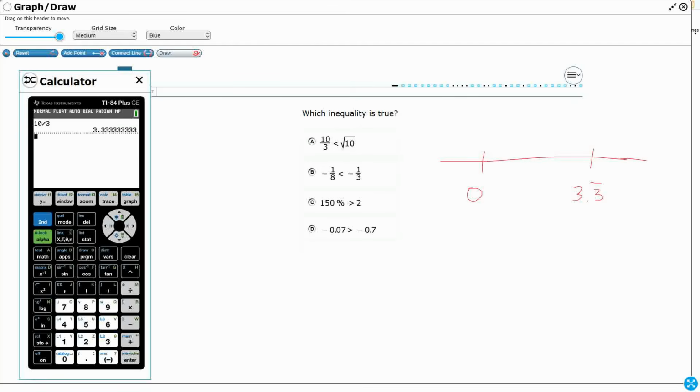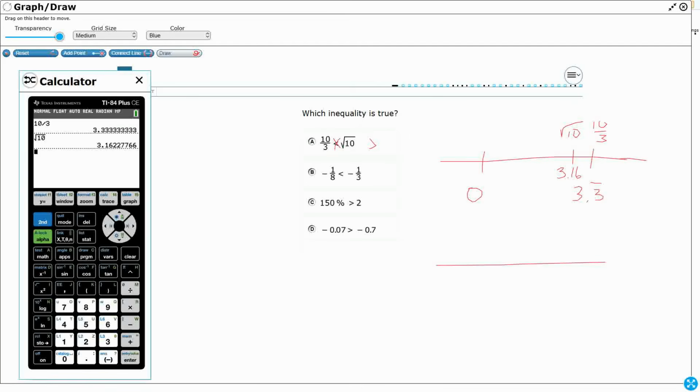So let's do the square root. Hit the second button, hit the x squared button. All right, now take a look at this. So this is 10 thirds. This is square root of 10, because this is 3.16 approximately. It keeps going on and on and on. That is incorrect, because the 10 thirds is actually greater. So that's not true. Let's look at negatives.